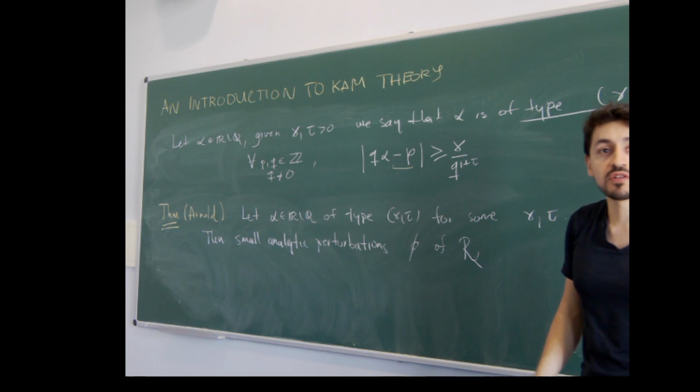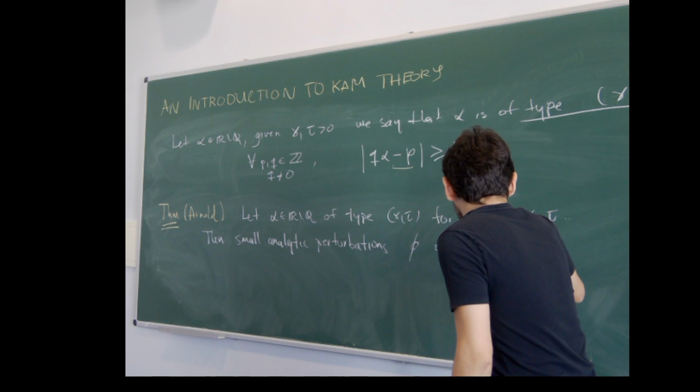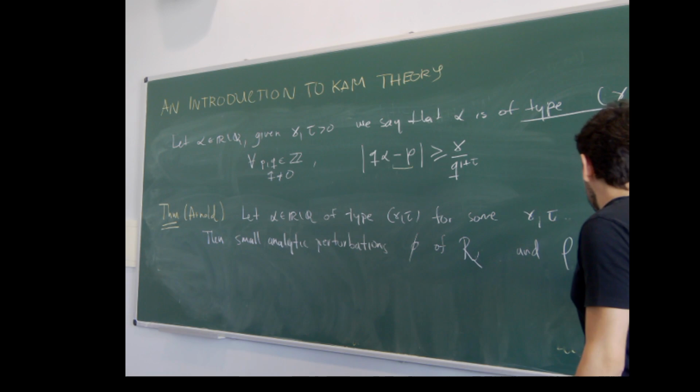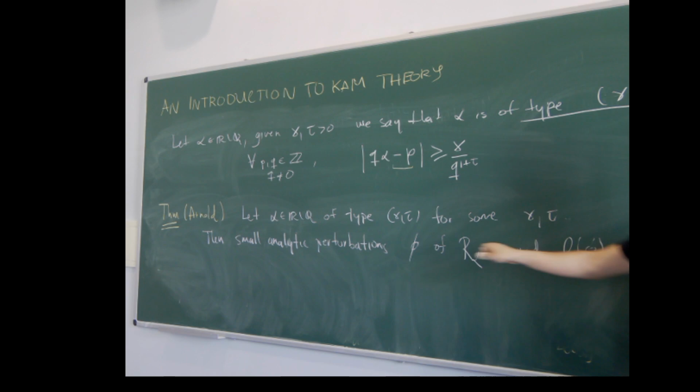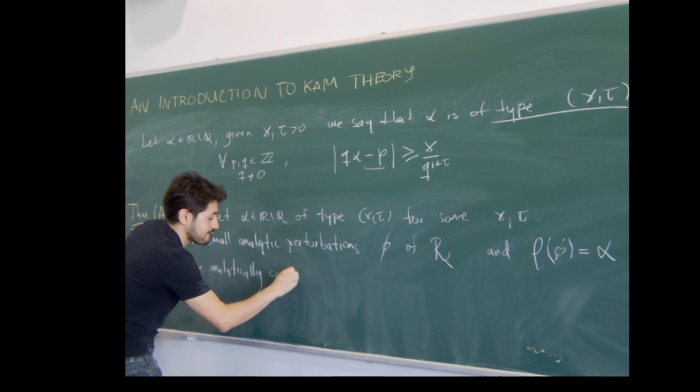Again, I will have to introduce some analytic domain to make sense of what small means, but I will do that next time. So if you have some small analytic perturbation of a rotation, and the rotation number of this one is the same as this one, because again, the rotation number is an invariant by conjugacy. If I want to be conjugated to this one, I have to have the same rotation number, otherwise it's not working. So if I have an analytic perturbation, I have this. So these analytic perturbations are analytically conjugated to R alpha.